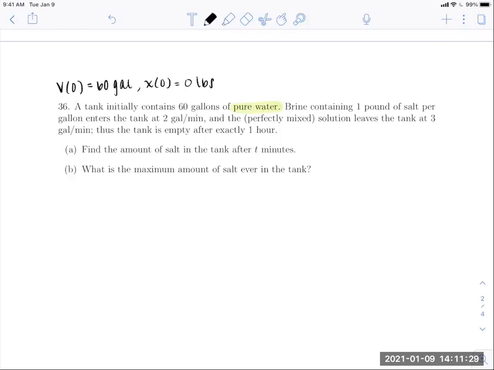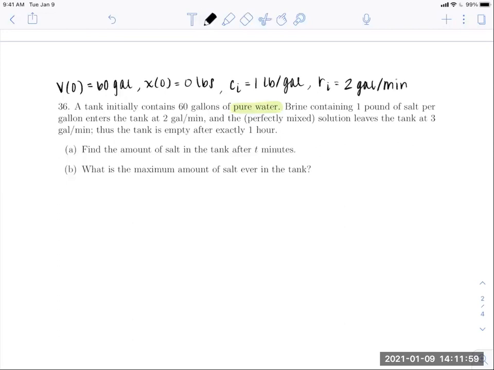Okay, so we have brine containing 1 pound of salt per gallon enters the tank at 2 gallons per minute. So this is all of our inflow information. So we have the concentration of the inflow, C sub I, is 1 pound per gallon. And we know that the rate at which it's entering the tank, R sub I, is 2 gallons per minute.